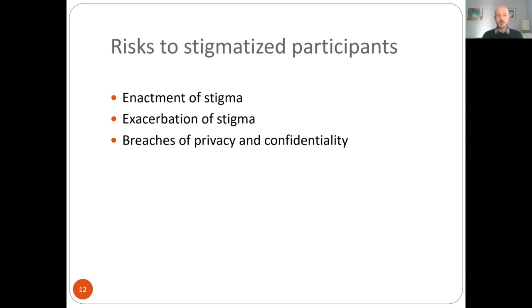The third source of risk also warrants extra attention in stigma research, which is risks of breaches of privacy and confidentiality. So of course, in all research, care should be taken to avoid revealing private information. But for stigma research, the consequences of a breach might be higher, and the scope of information that needs to be kept private might be broader.